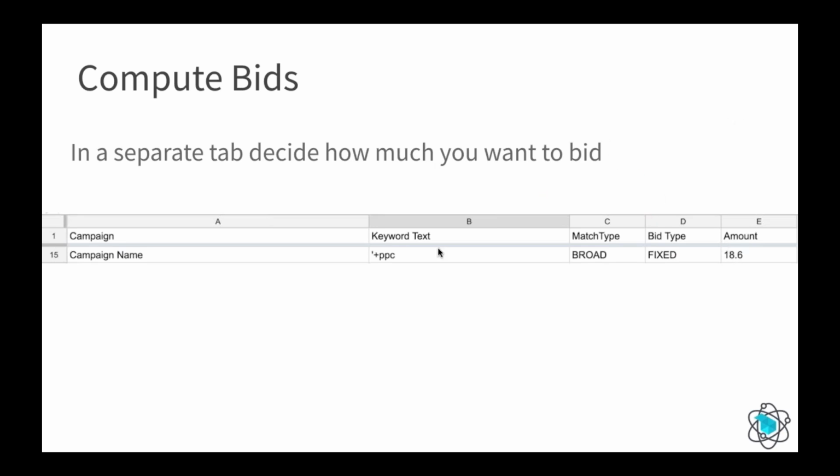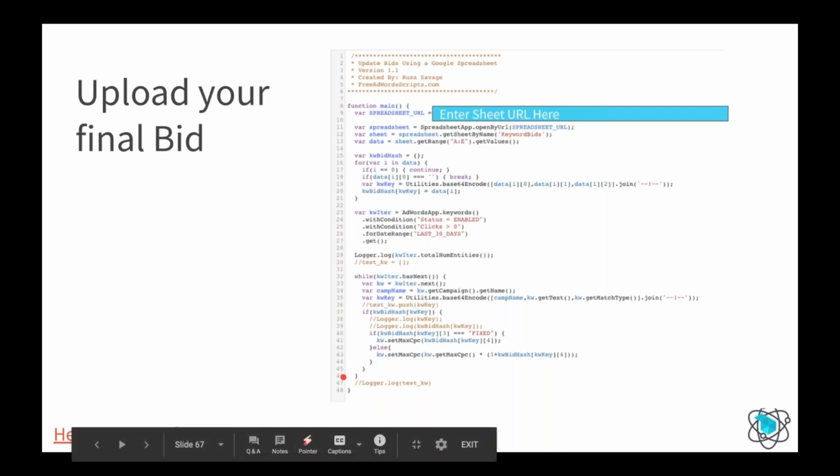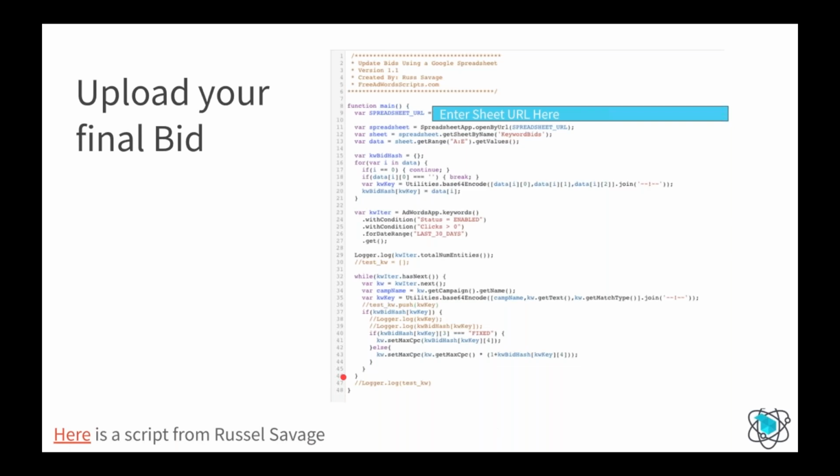That's it. At this point, we just need to upload the bids. So this is an old but fantastic script from Russ Savage from freeadwordscripts.com. That is an old resource that I encourage you guys to check out. This is a very simple and stable spreadsheet that we're using even on sometimes very large accounts. It almost never times out.